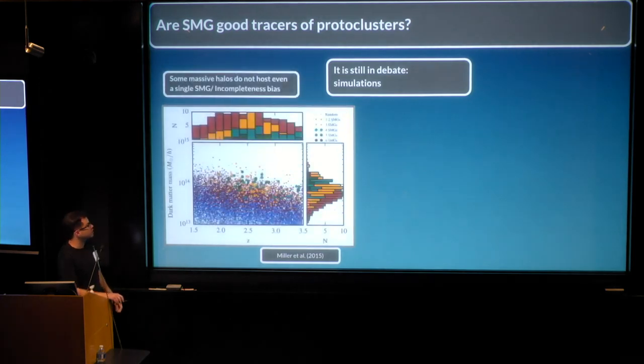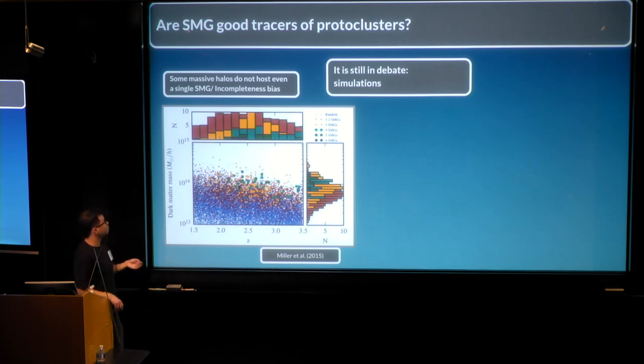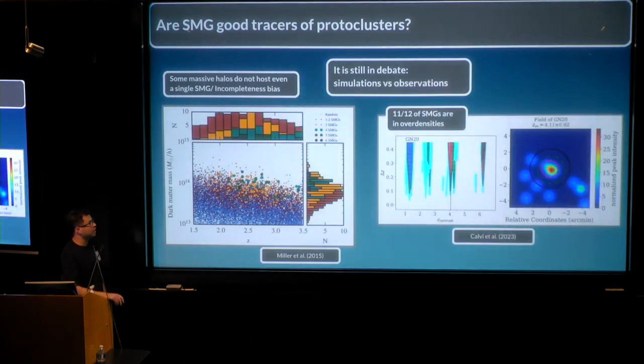Also, in some cases, SMGs are not in the most massive dark matter halos at a certain redshift. So it's still in debate whether those are good tracers, because it presents an incompleteness bias: not all massive dark matter halos host even a single SMG. On the other hand, in observations, the recent work of Calvi et al. from this year showed that 11 out of 12 SMGs are in overdense regions. So it's still in debate whether SMGs are good tracers of protoclusters or not.